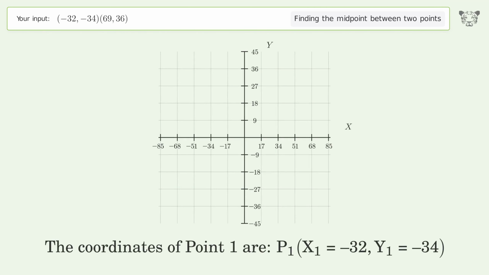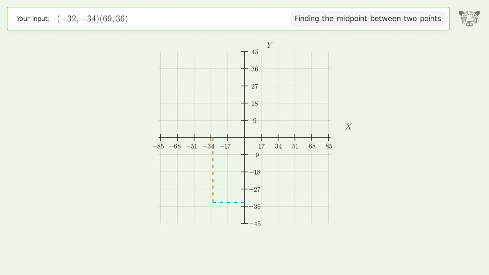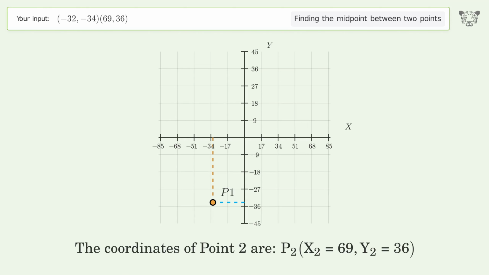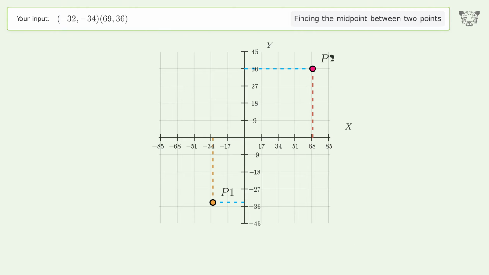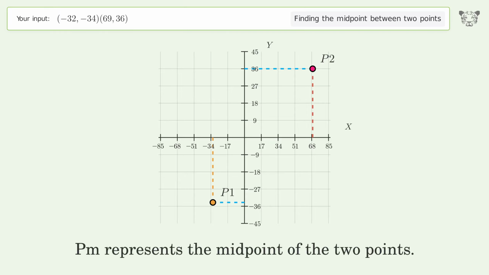The coordinates of point 1 are x1 equals -32, y1 equals -34. The coordinates of point 2 are x2 equals 69, y2 equals 36. PM represents the midpoint of the 2 points.